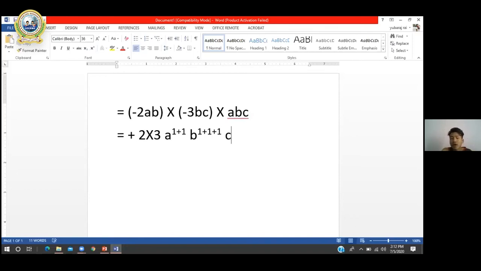Then we go for c. There is no c in the first term. In the second term, there is a c. In the last term, there is also a c. That means we have to add 1 plus 1, because in both cases the powers of c are 1. So again I say, if a plus comes in front, we do not have to write the plus. If it is minus we have to, but in case of plus, it's not necessary. So, simple mathematics, 2 threes are 6. A to the power 2, that is a square. b cube c square. This is the answer.